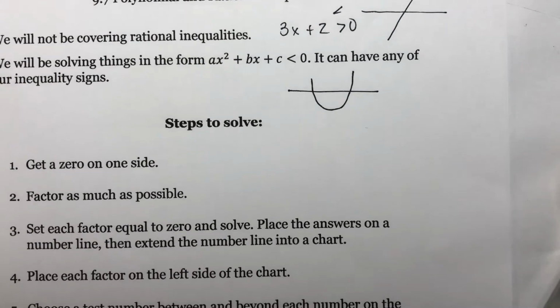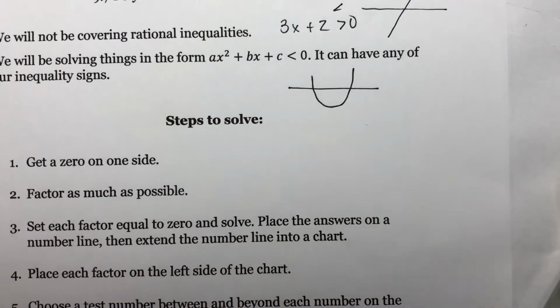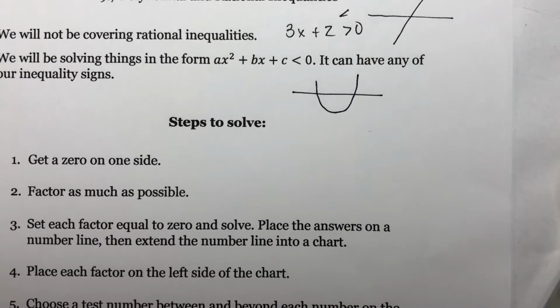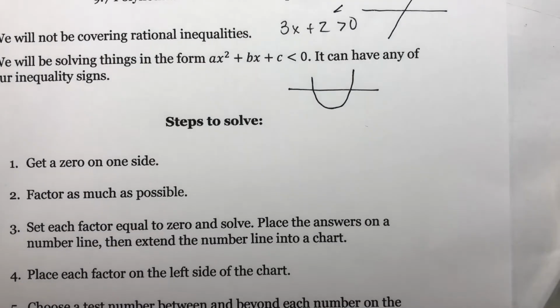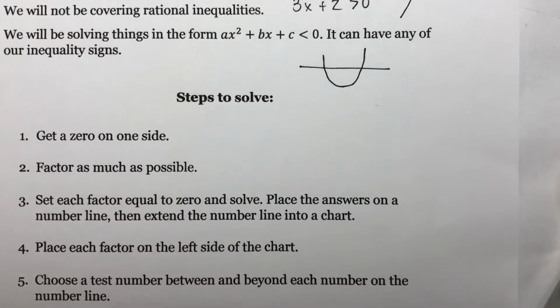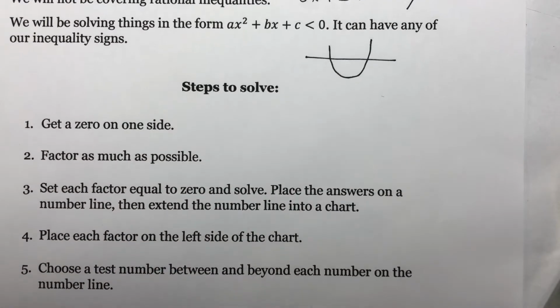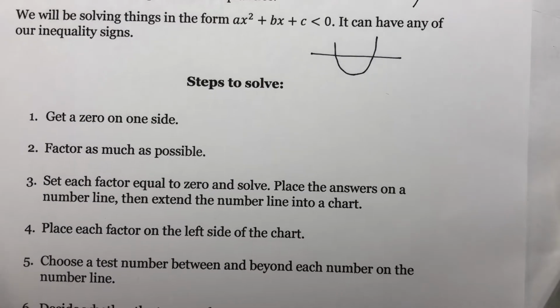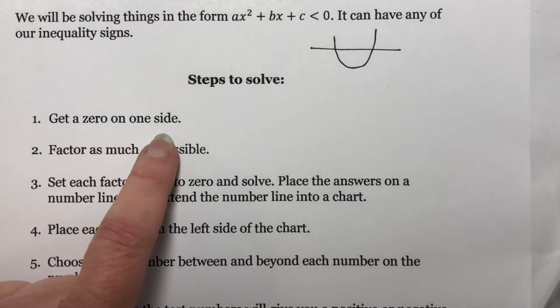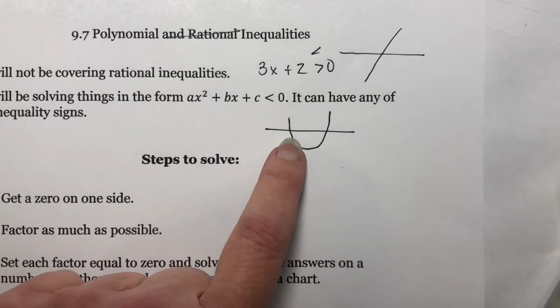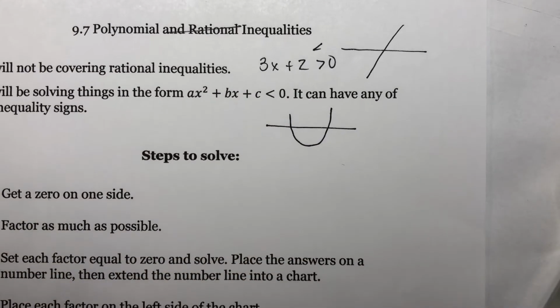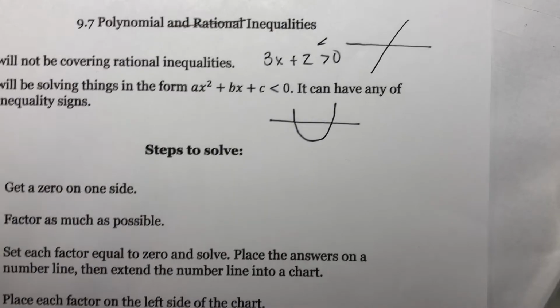I'm going to talk you through the steps. These sound worse than they really are. It's one of those topics that's hard to explain, but relatively easy to do. If we have some sort of quadratic or a polynomial, we're going to get a 0 on one side. Because we're going to be talking about where it's above or below the x-axis, we're going to need to be able to pretend it's an equation and solve it, and we need a 0 to be able to do that.